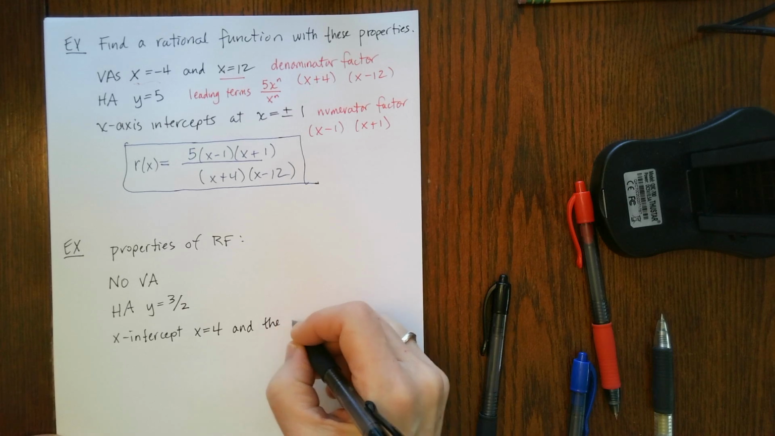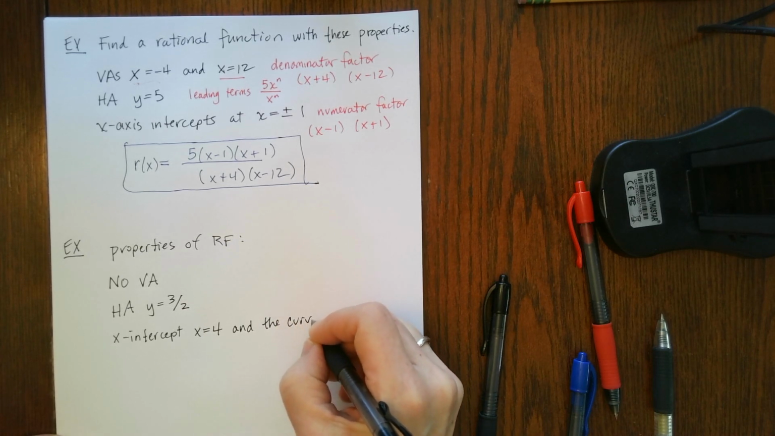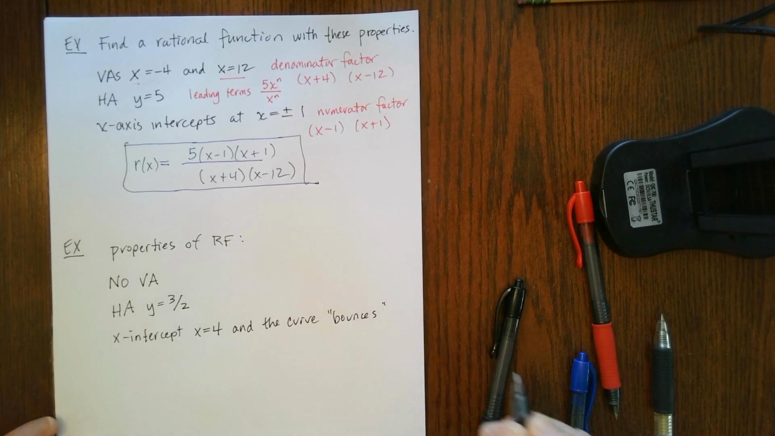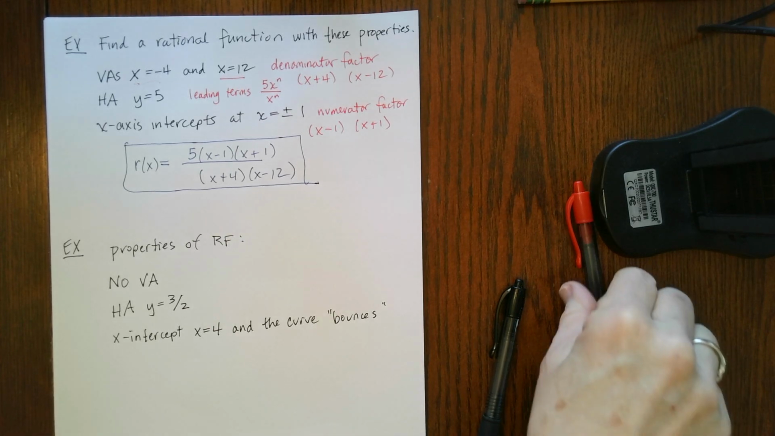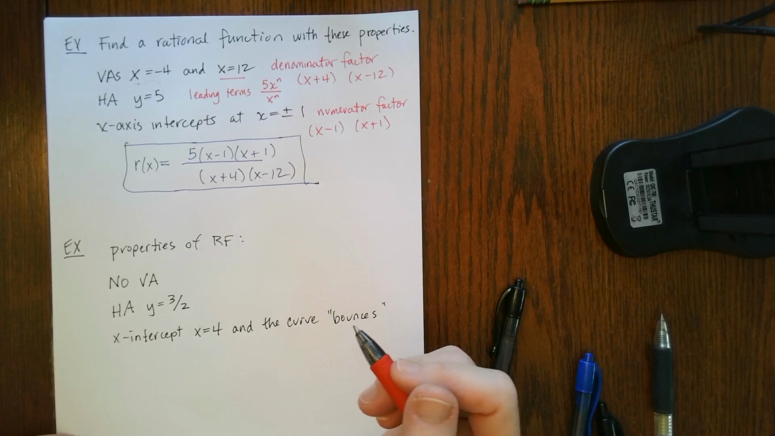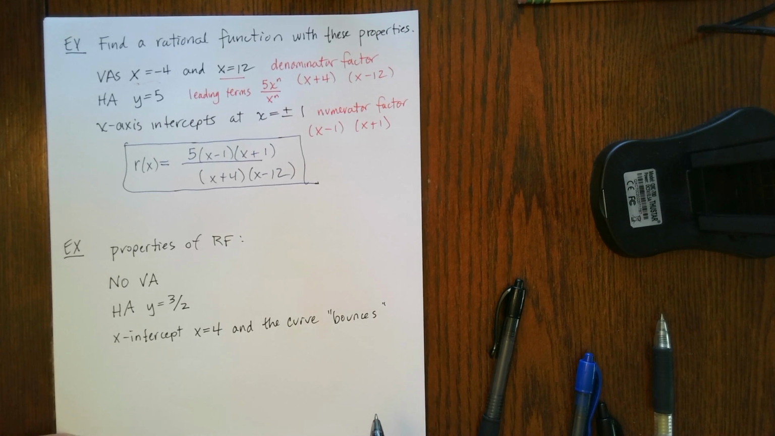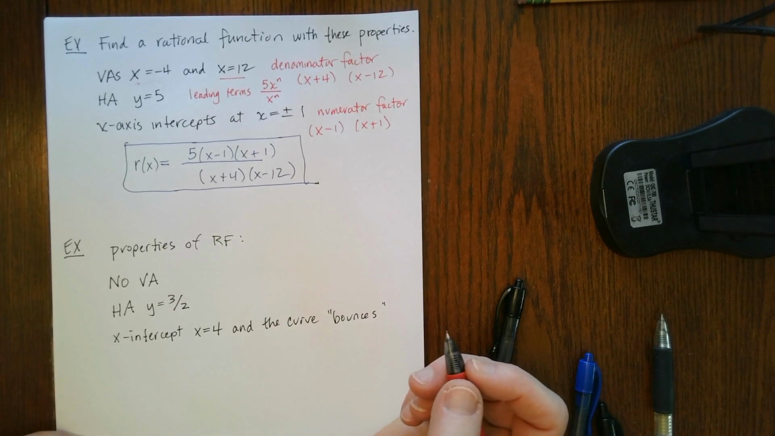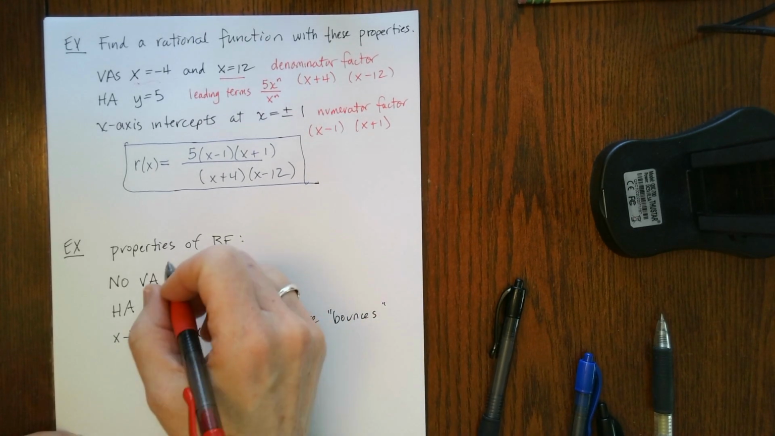So the curve bounces. All right, what do those three properties imply for a rational function? Well, with no vertical asymptote, that means that the denominator is never 0.